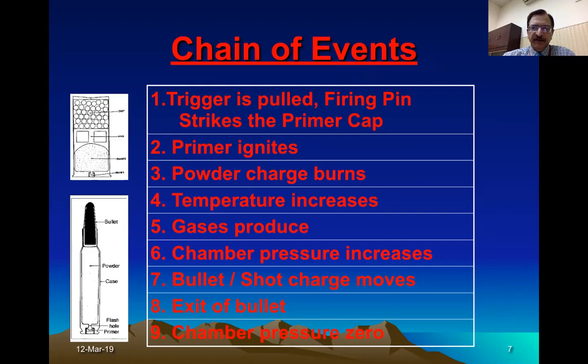And the chamber pressure will increase tremendously. Then this pressure will push the bullet or the shot, the pellets, which will move forward. The bullet or the pellet will exit from the weapon, and then the chamber pressure will fall to almost zero. So this is the chain of events happening within the chamber. This is the internal ballistics: when the firing pin, by pulling the trigger, strikes the primer cap, this chain of events starts.